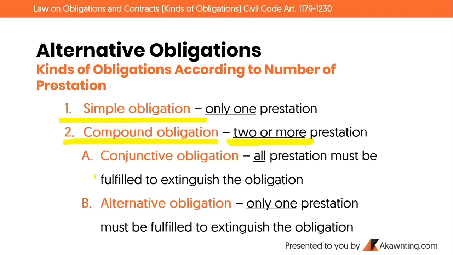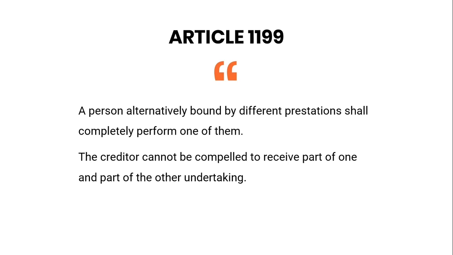Furthermore, dito sa alternative obligation, meron pa siyang variant, which is later on, pag-aaralan natin. This is called the facultative obligation. Pero, may pagkakaiba nga lang siya. So, maya-maya, i-discuss natin yan. Okay? So, our first article under the alternative obligation is Article 1199. Okay? Under Article 1199, a person alternatively bound by different prestations shall completely perform one of them. Okay? Ito yung sinasabi natin kanina na kapag alternative, isa lang, may extinguish na yung obligation once na na-perform nyo yun. Okay? The creditor cannot be compelled to receive part of one and part of the other undertaking. So, maya-maya explain natin yan.